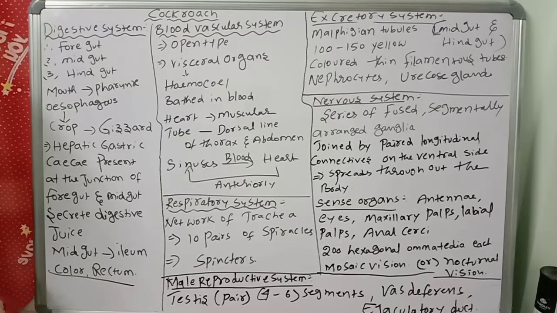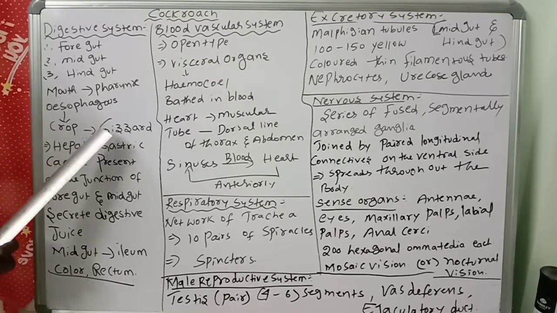Now, today we are going to discuss the digestive system of the cockroach. The digestive system is divided into three parts. What are the three parts? Foregut, midgut, and hindgut. The mouth leads to the pharynx, the pharynx to the esophagus, and the esophagus opens into a sac-like structure called the crop. What is the use of the crop? It stores the food. The crop is followed by the gizzard. These are the important words: crop and gizzard. The gizzard helps in grinding the food particles.